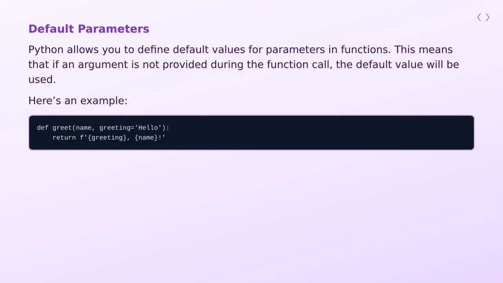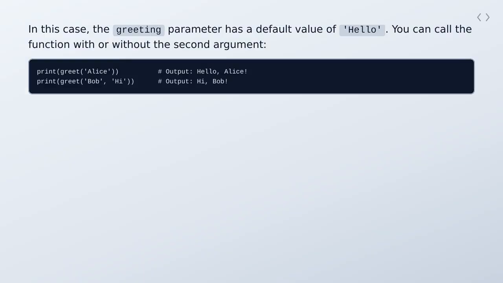Default parameters. Python allows you to define default values for parameters in functions. This means that if an argument isn't provided during the function call, the default value will be used. Here's an example. In this case, the greeting parameter has a default value of hello. You can call the function with or without the second argument.